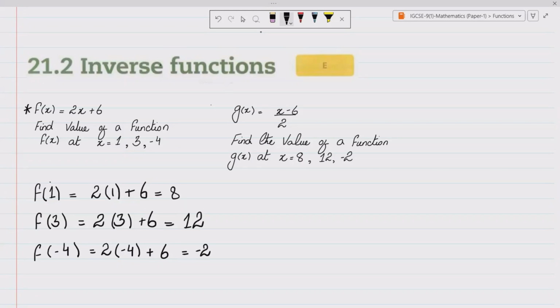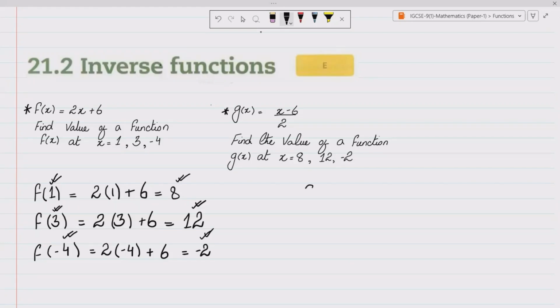At x equals 1, we got 8. At x equals 3, we got 12. At x equals minus 4, we got minus 2. Now, hold this function for now and come to this function g of x. So g of x equals x minus 6 divided by 2. Again, we have to find the value of the function g of x at x equals 8, at x equals 12, and x equals minus 2.